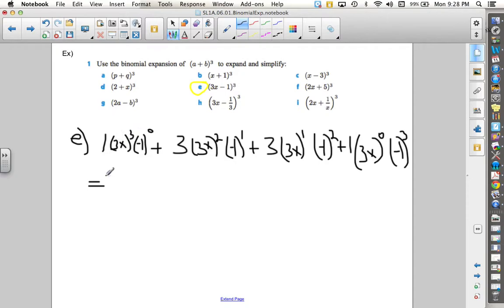So 3 cubed is 27. So it would be 27x cubed plus 3 squared is 9 times 3 is 27 times negative 1 is negative 27x squared, plus 3 times 3 is 9. Negative 1 squared is positive 1, so it's just plus 9x. And then here, 3x to the power 0. Be careful here. This is where a lot of people make mistakes, okay? That's all equal to 1. And then negative 1 cubed is negative 1. So the whole thing's negative 1. And there, we're done. One step. So hopefully this will make your lives of expanding binomials for the next 2 years and beyond much easier.